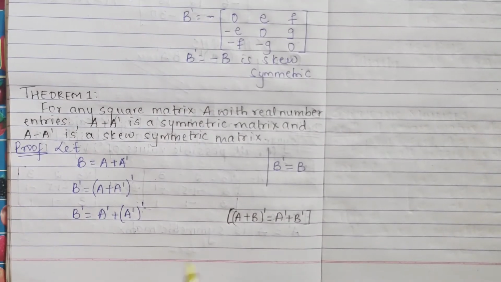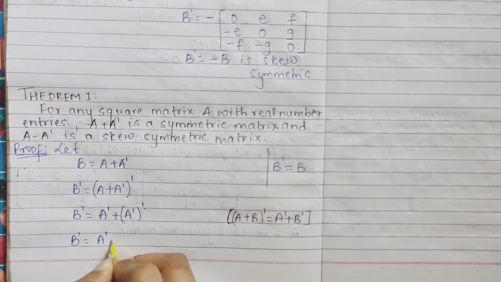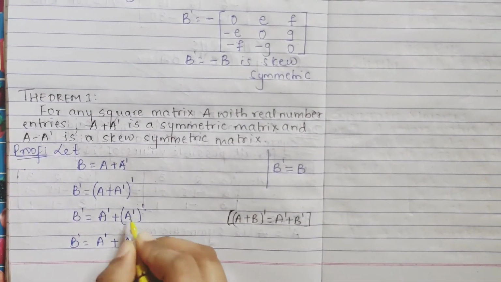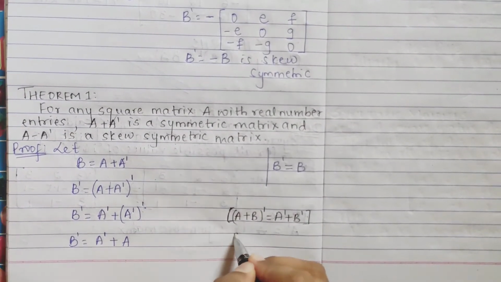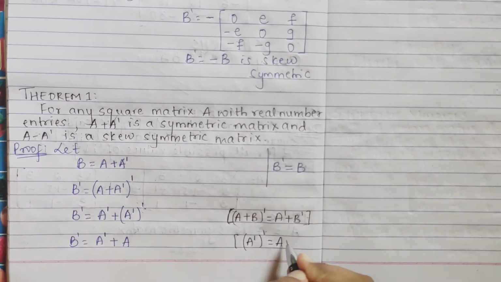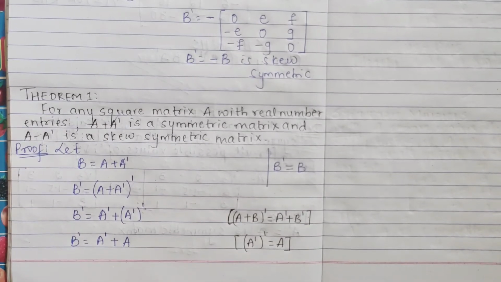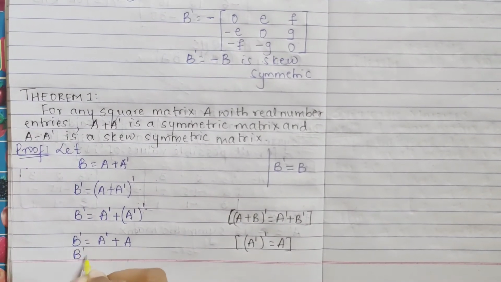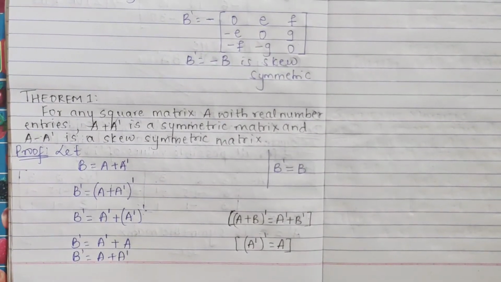Next what will it be? B transpose will be equal to A transpose plus A. A transpose of transpose is equal to A, right? Even this is our property. What does it tell? A transpose of whole transpose is nothing but it is equal to A. So at last you can see B transpose, this I can write as A plus A transpose, right? I can write it like this, right?